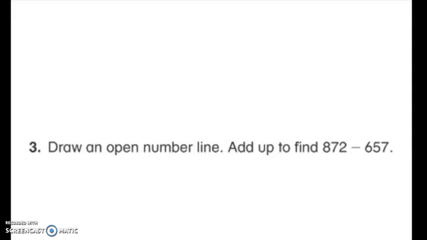All right, last you're going to do one completely on your own. So you're going to draw an open number line and add up to find 872 minus 657. You could have done it above here or below here. I think I have more room here, so I think that's what I'm going to do. So I'm going to draw my number line.